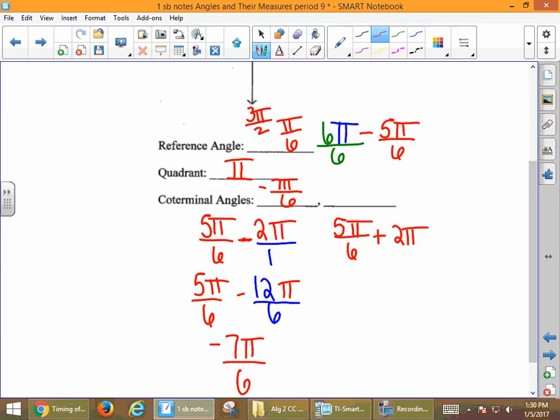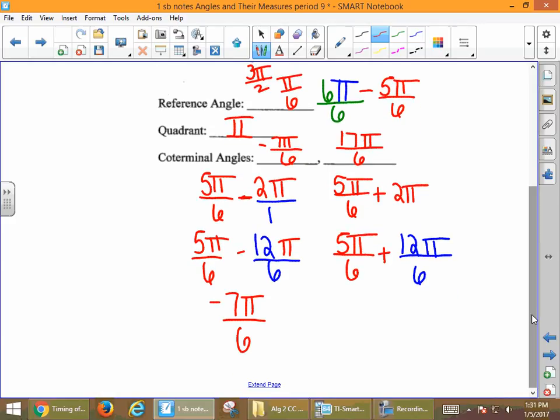But the nice part, like I said, is now that we know that 12 pi over 6 is the same thing as 2 pi, when we come to add over here 12 pi over 6, well, 5 pi plus 12 pi. Remember, we just add the numerator. We don't do anything to the denominator. We get 17 pi over 6. One positive coterminal angle and one negative coterminal angle.